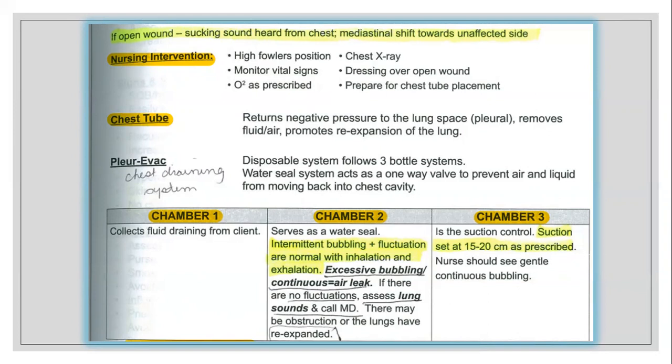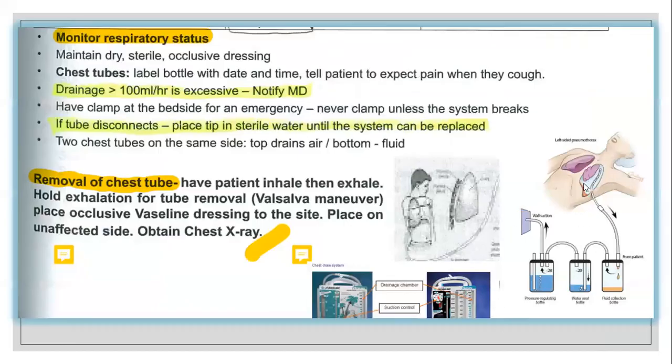So when we put the chest tube, it should always be placed below the chest level. You see, this is the chest, and the chest tube is below the chest level. And daily X-rays are needed to check the fluid removal. And also the client will have an occlusive dressing at the insertion site. We never clamp the chest tube without a doctor's order.